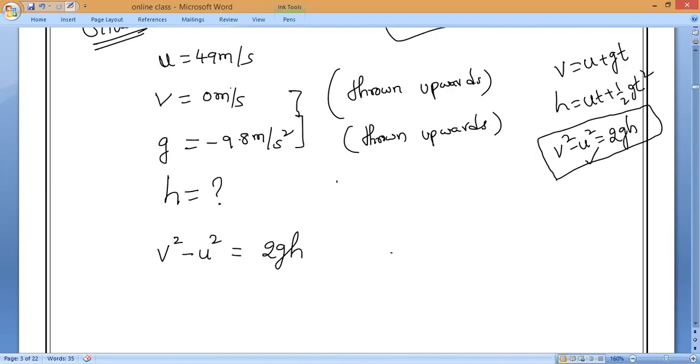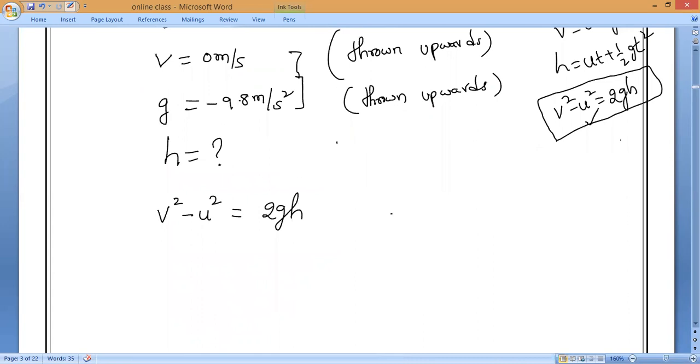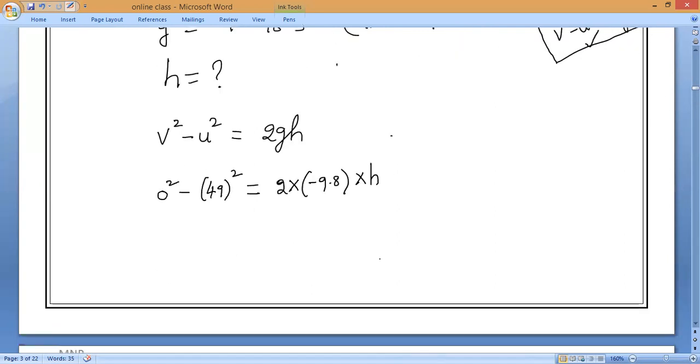Now, as we know, based upon the given data, no time is mentioned, so I am using the third equation. So now substitute the values. What is the final velocity, everybody? Final velocity is 0 square minus initial velocity is how much, guys? Initial velocity 49 whole square into 2 into G value is minus 9.8 into H. Any doubt in this? Yes, please. That is what will happen.